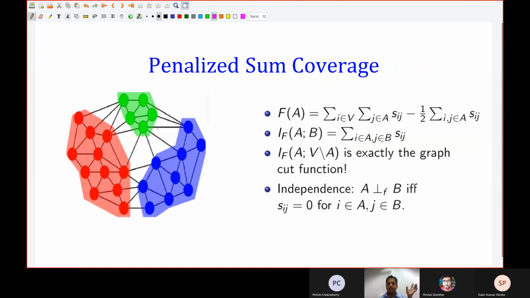So you can now look at penalized sum coverage. This is not facility location, this is graph cut. Might recap. In graph cut, we had a lambda here, right? So if I'm looking at the mutual information now between A and B, it is basically the sum of all similarities from A to B. Very intuitive. And here I've already explained what this is. So if A to V minus A, this V minus A, the complement of A, is a graph cut function.